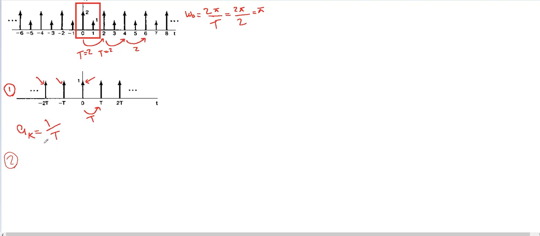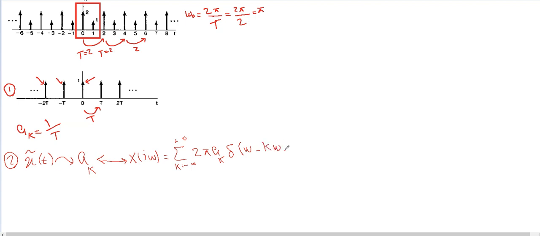The second point is that for periodic signals in the time domain, you should first calculate their Fourier series coefficients and then, using the summation of 2π a_k delta(omega minus k omega 0), obtain their Fourier transform.